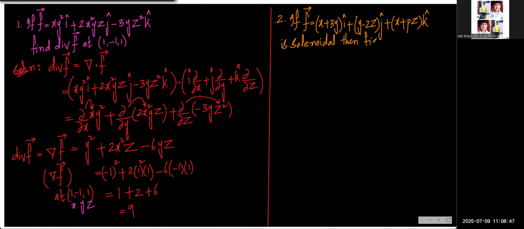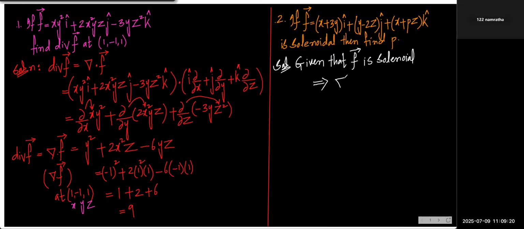Then find the value of P. What is the definition of solenoidal? Tell me, definition of solenoidal. Come on, given that F is solenoidal, tell me. It is your first class. If F is solenoidal, that implies the dot product of F with del will be equal to 0, then only F is called solenoidal.